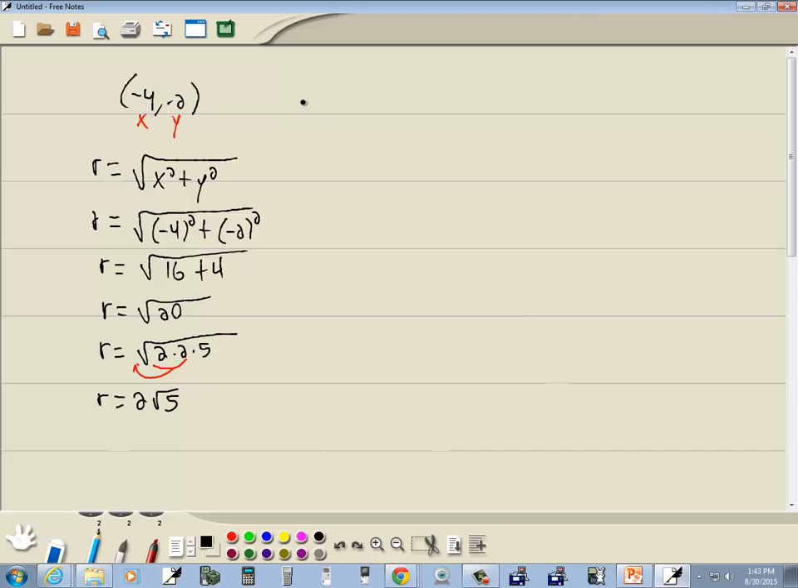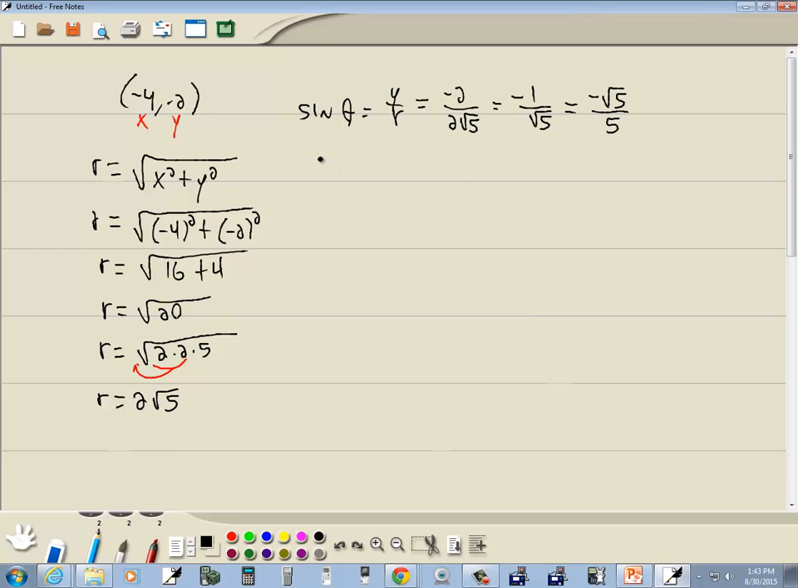Okay, so now for our formulas. Sine is equal to y over r. Y is -2, and r is 2 square root of 5. 2 is going to cancel, and that gives us -1 over the square root of 5. And we can't have a square root down in the denominator, so we'll multiply top and bottom by the square root of 5. So -1 times square root of 5 is -square root of 5, and square root of 5 times square root of 5 gives us 5.